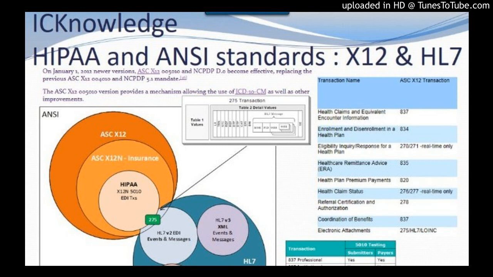What does HIPAA minimum necessary standard require of healthcare workers? The privacy rule generally requires covered entities to take reasonable steps to limit the use or disclosure of, and requests for, protected health information to the minimum necessary to accomplish the intended purpose. The minimum necessary standard does not apply to the following.